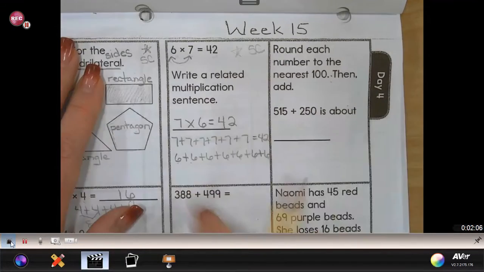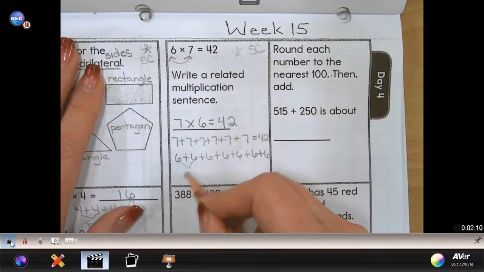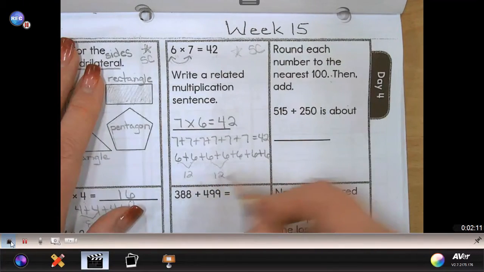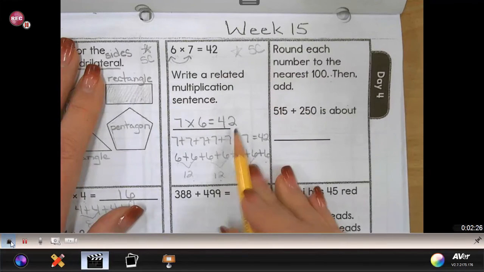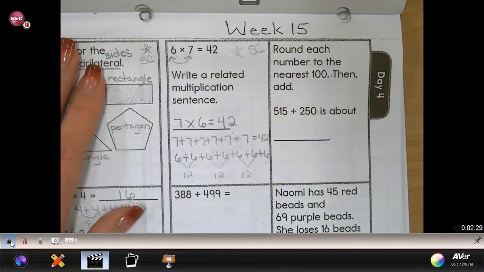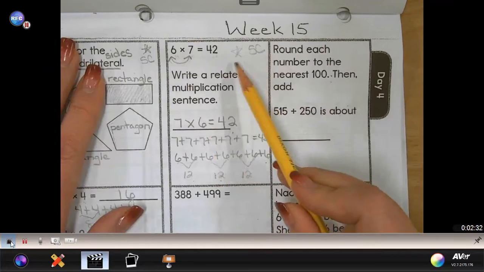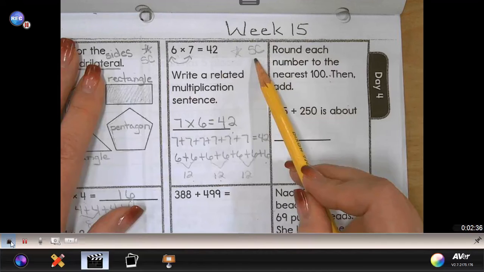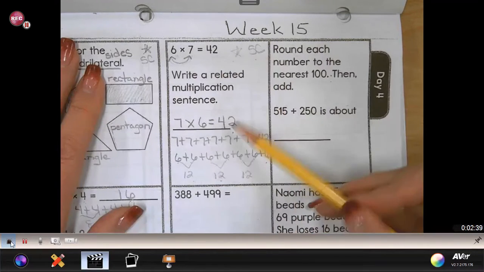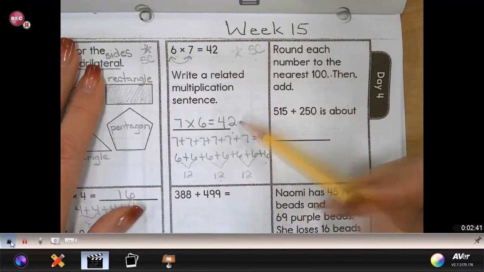Now, we of course can double check that. 6 plus 6 is 12. 6 plus 6 is 12. 6 plus 6 is 12. 12 plus 12 is 24. 24 plus 10 is 34. 35, 36. 36 and add 6 more is going to be 42. So that is correct. So if you did this correctly, give yourself a star. If you had to self-correct yourself, make sure you put an SC here and change your answer.